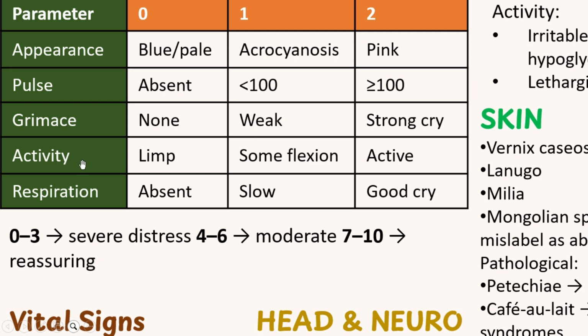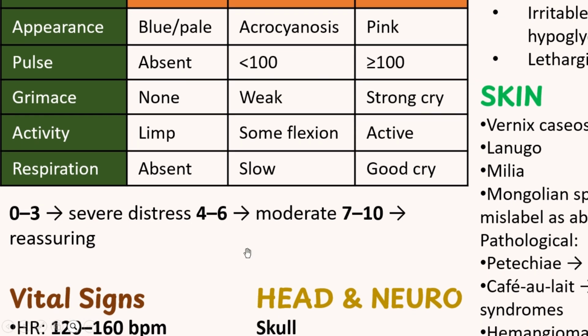Then you want to see the activity. If they are limp, they're not doing anything, that's a 0. If they are able to flex their body, they're having maybe some little flexion, that is going to be a 1. And a 2 is when they're active, moving about, and they're normal. Respiration is going to be absent, slow, or a good cry.